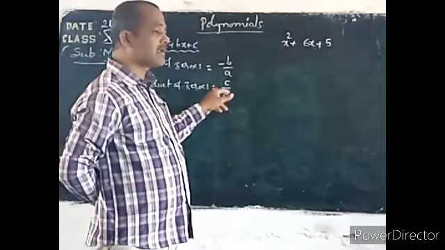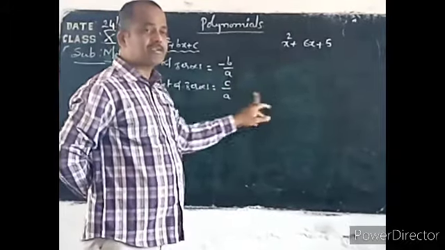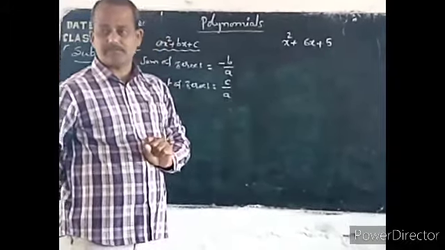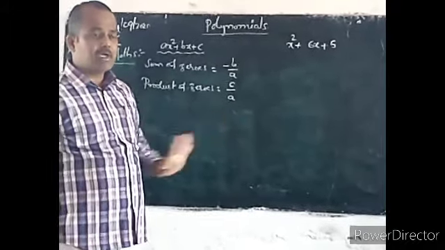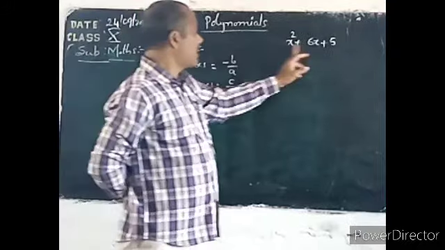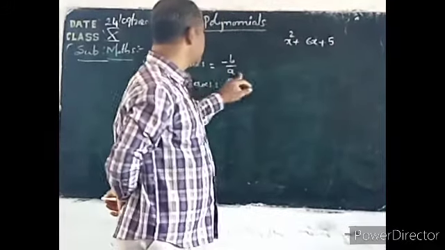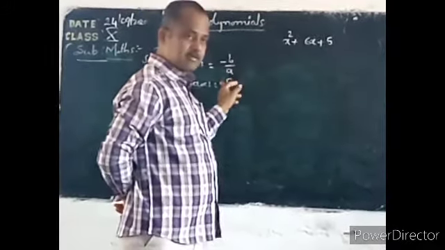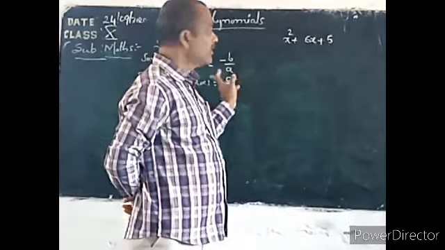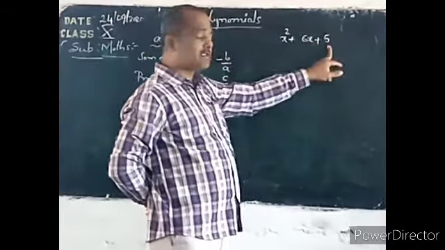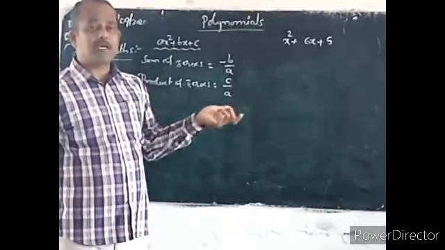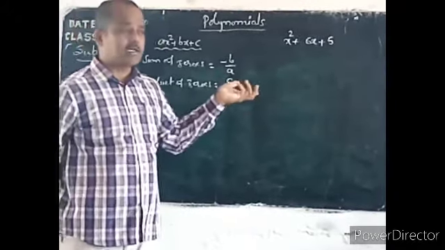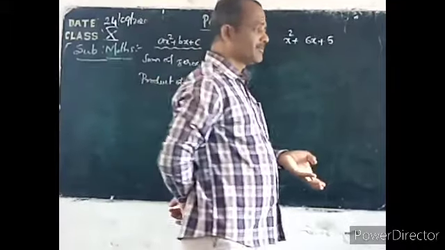Here c by a means constant term by coefficient of x square term. According to this, the sum of zeros becomes minus 6. Now the product of zeros is 5 by 1, which is nothing but 5. Is it correct or not? According to the remainder theorem or factor theorem.